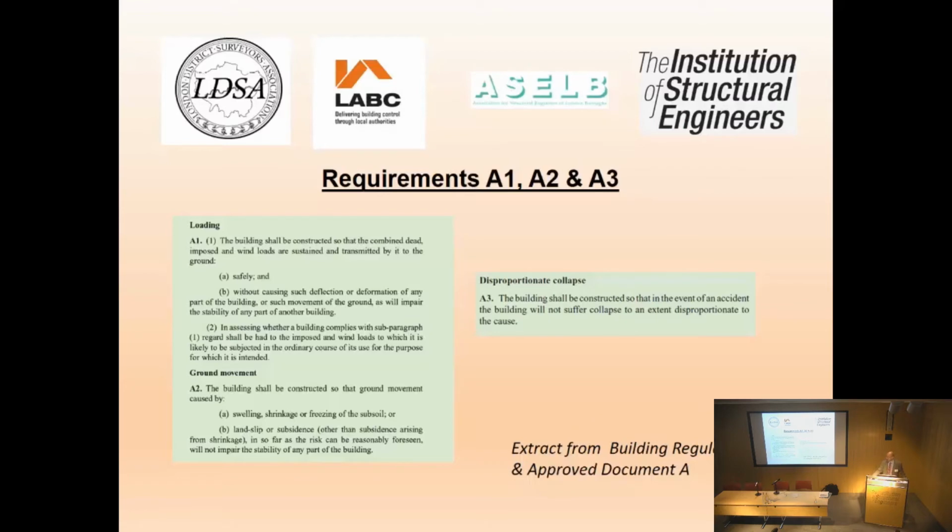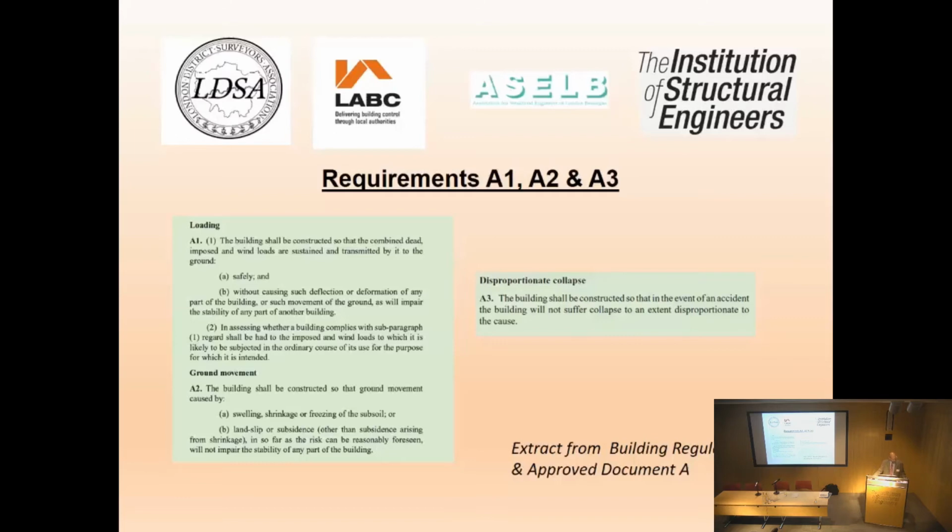Under the building regulations, regarding structure, there are 3 requirements that need to be achieved. As many of you know, requirement A1 is that the building can safely carry imposed dead and wind loads and transfer them satisfactorily to the ground. And that is without it affecting the stability of other buildings.